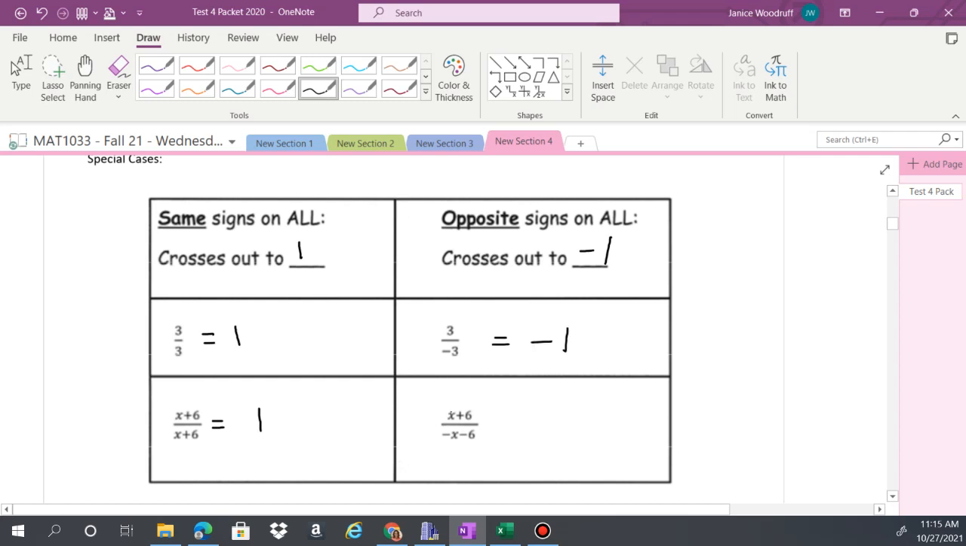This one, you just have to look at both. So this x is positive, this x is negative. This 6 is positive, this 6 is negative. So they're opposite signs on both. I still like to do what we did previously, where I factor out the negative 1 just to be sure. So here I would factor out my negative 1, which would give me a positive x, positive 6. Then I can cancel these out. But if you can recognize the special case, you can just say, okay, that's negative 1.